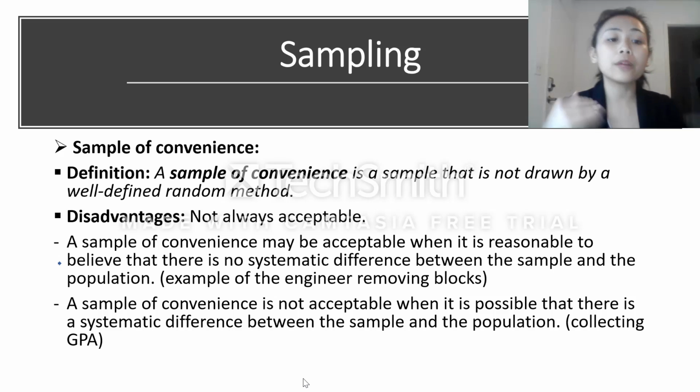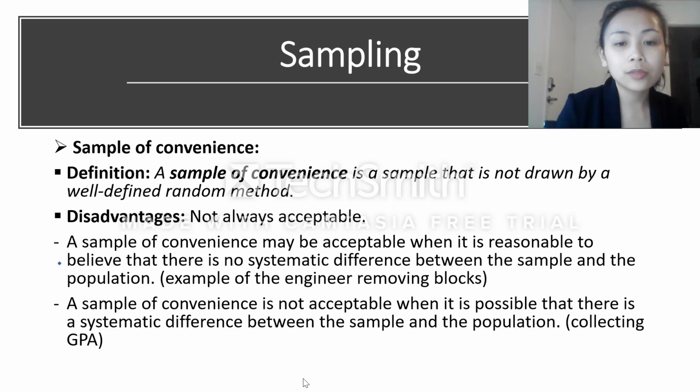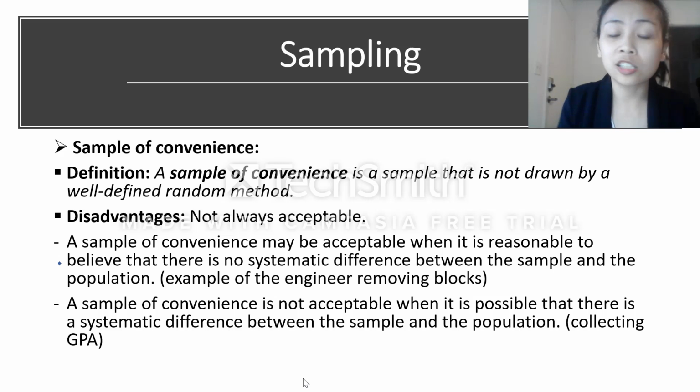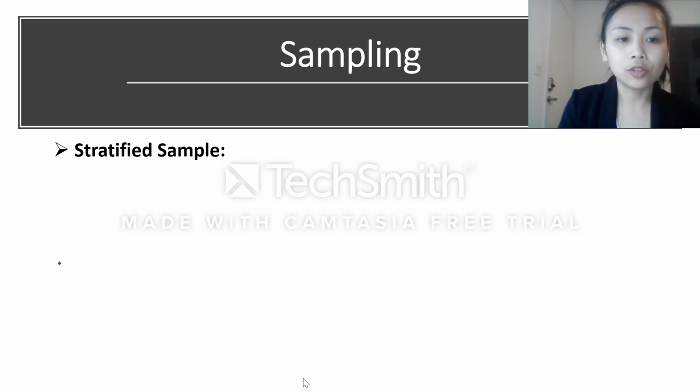If you compare sample of convenience and simple random sample, simple random sample is better, but in some cases it's not easy to collect. A sample of convenience might not be accepted, but it's very convenient to collect. Now we go to the next sample, which is a stratified sample.